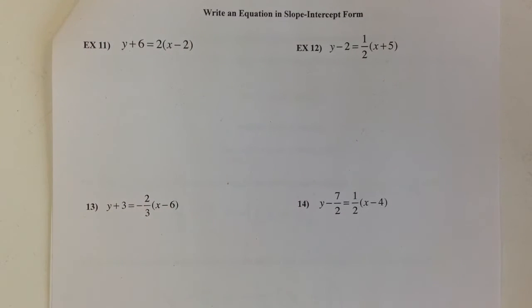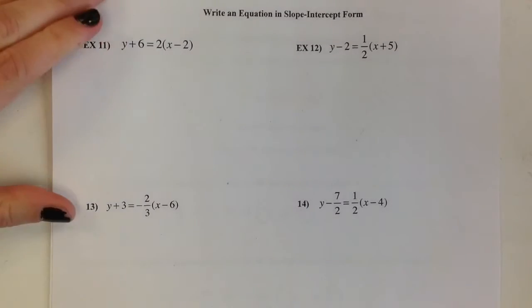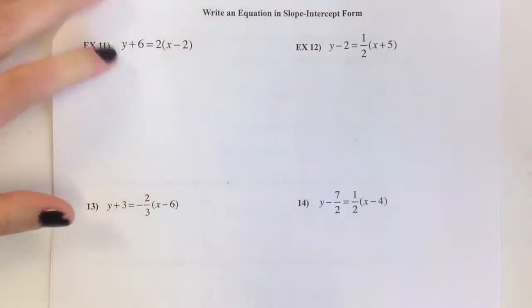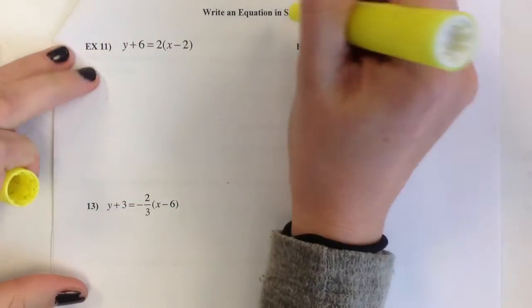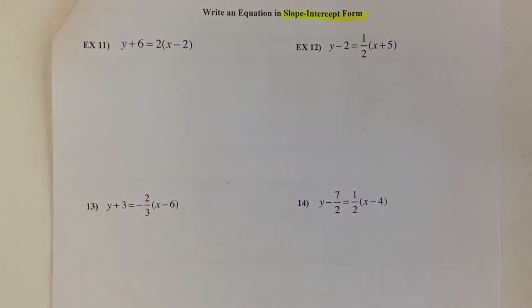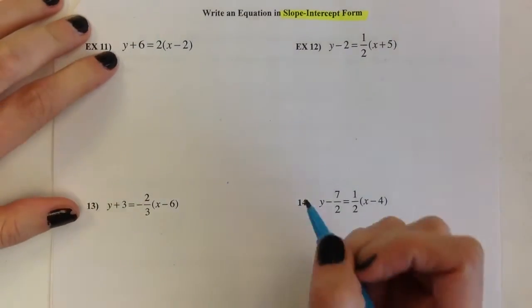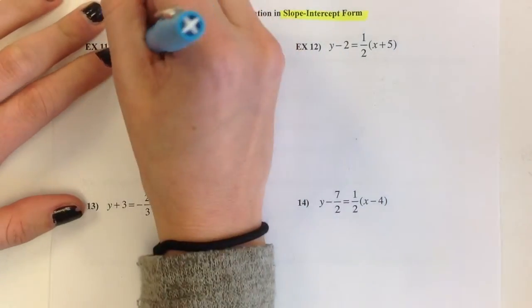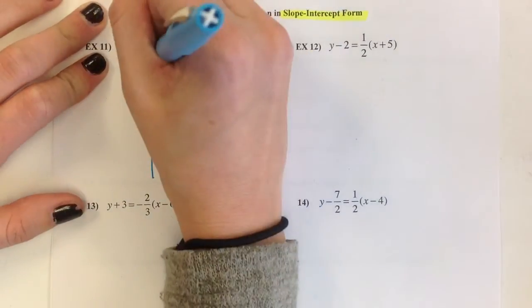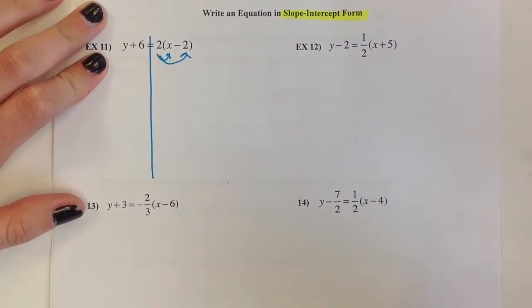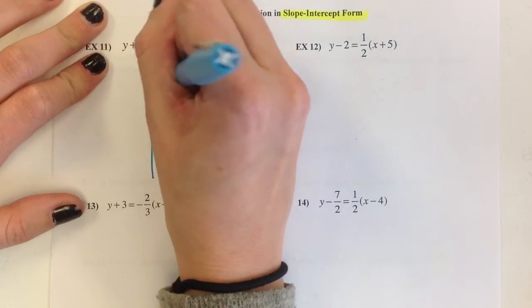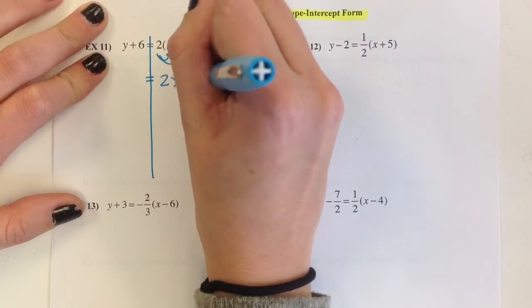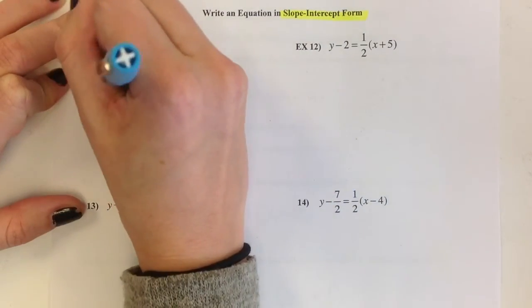All right, number 11, y plus 6 equals 2 times x minus 2. So actually what we need to look at is that we're putting this into slope-intercept form instead of standard form. So in this case, we are just solving for y. There's no parentheses, and we need y alone. So as always, I'm starting with parentheses. I'm going to multiply 2 times x to get 2x, and 2 times negative 2, which is negative 4. Bring down the y plus 6.